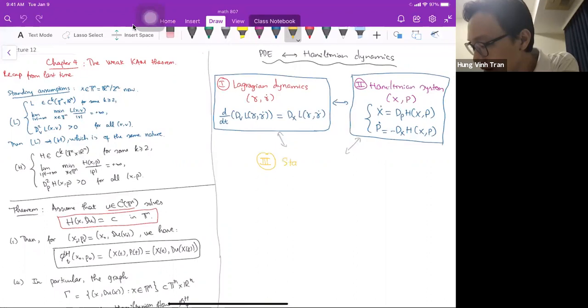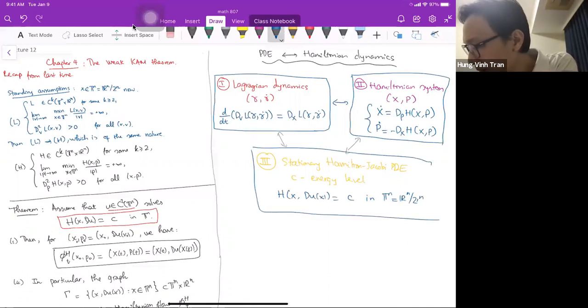This is about the stationary Hamilton-Jacobi PDE. Here, C is the energy level, a fixed energy level. And our PDE is H(x, Du(x)) equals C in the torus, which is R^n mod Z^n. And that's our third object.